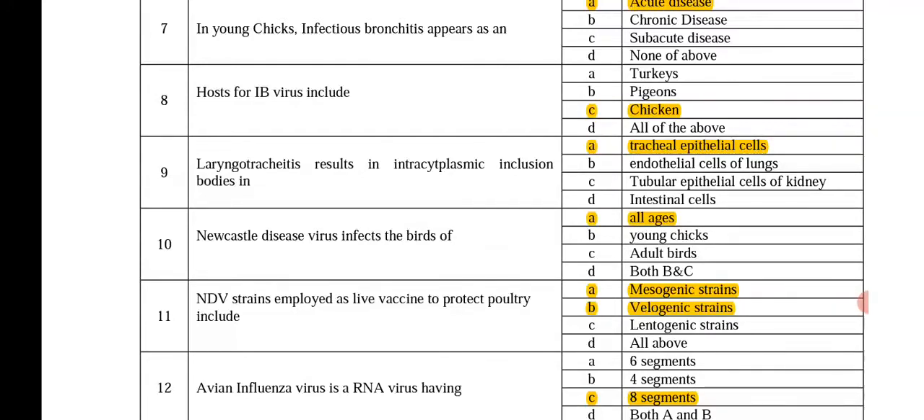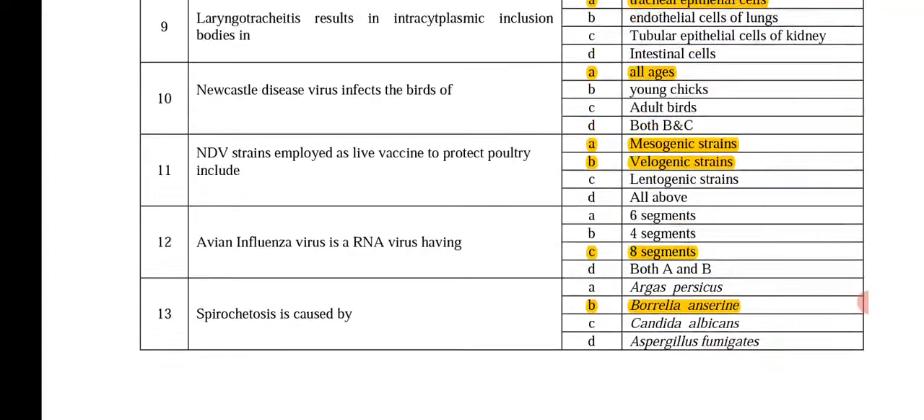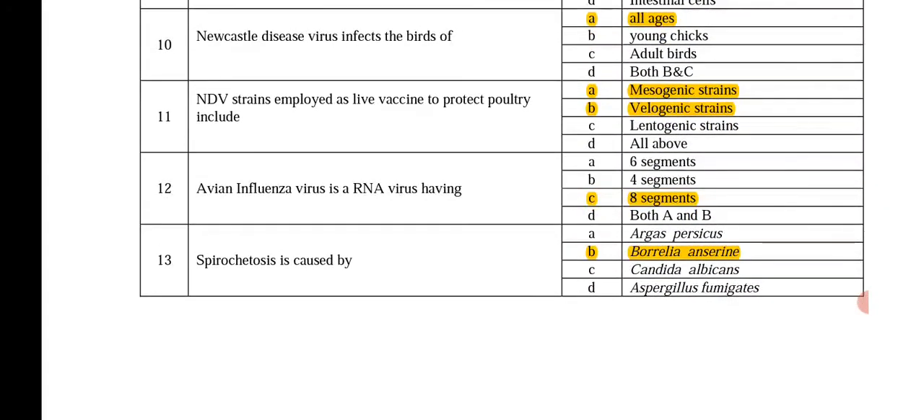Laryngotracheitis results in intranuclear inclusion bodies in tracheal epithelial cells. Newcastle disease virus infects birds of all ages. Newcastle disease virus strains employed as live vaccine to protect poultry include mesogenic strains and velogenic strains. Avian influenza virus is an RNA virus having 8 segments.